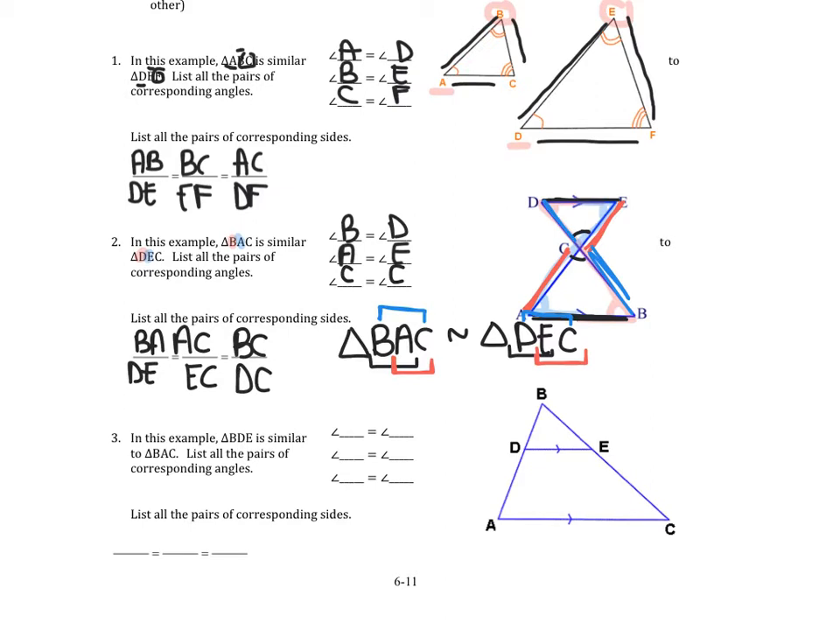Now we don't have any side lengths, so it's not like we're actually proving anything, but we're just trying to find the connection between the similarity statement and the triangle. And also just looking at the triangle to see which angles would be equal, which sides would correspond.